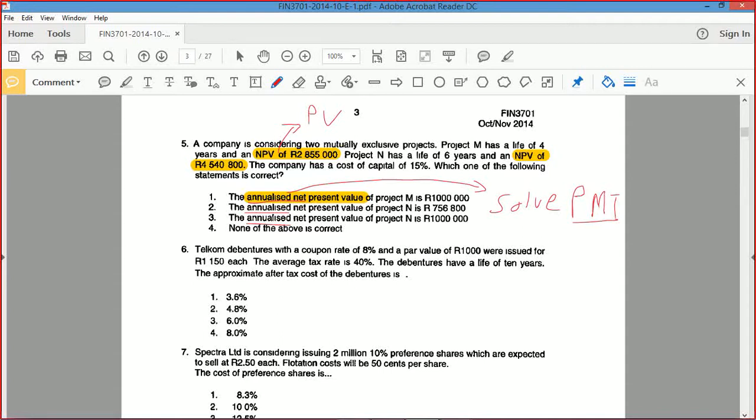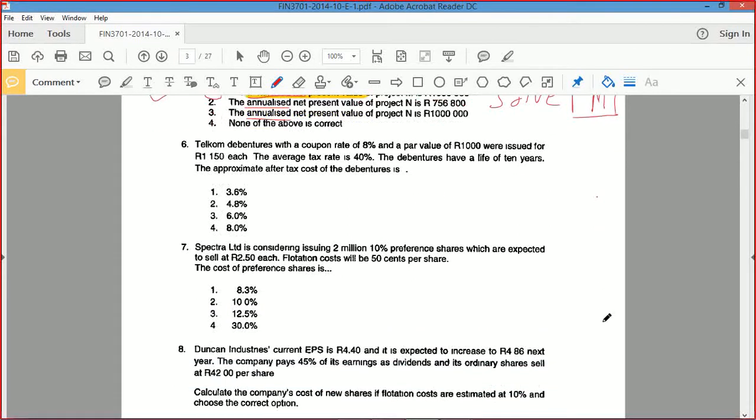$1 million. So project M is $1 million. Yes, so it's option 1. Correct. Okay, cool. I'm happy with that. I know what I did wrong there.